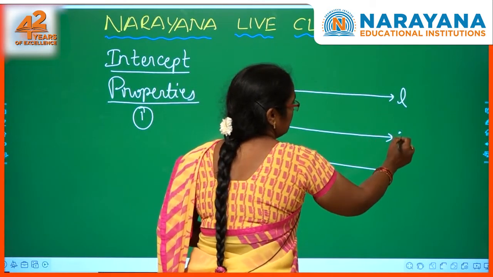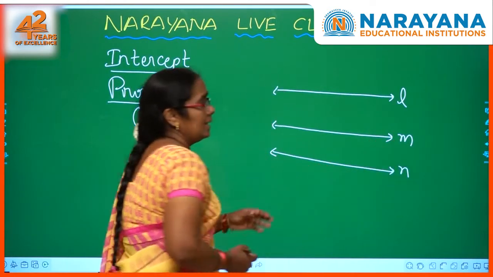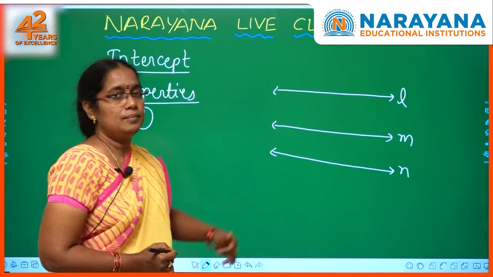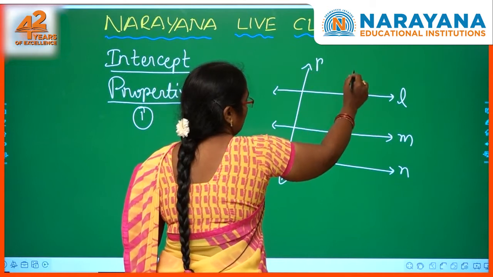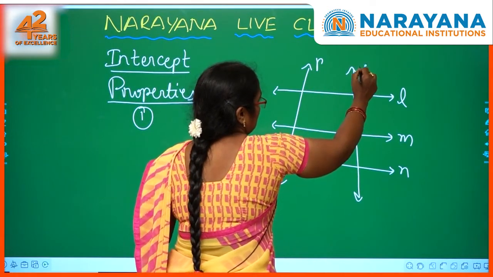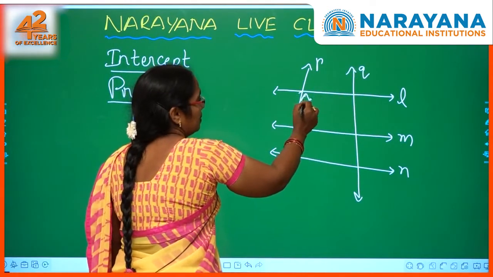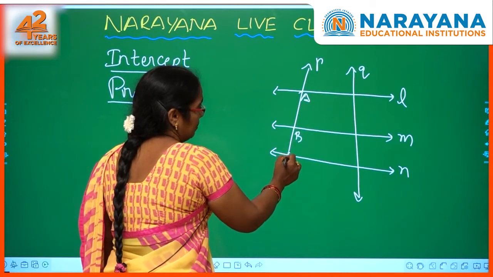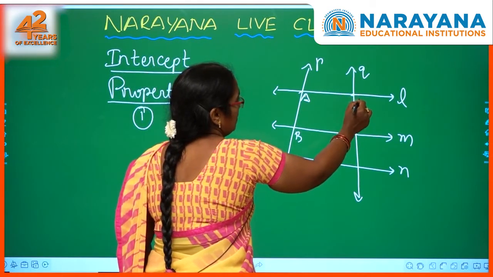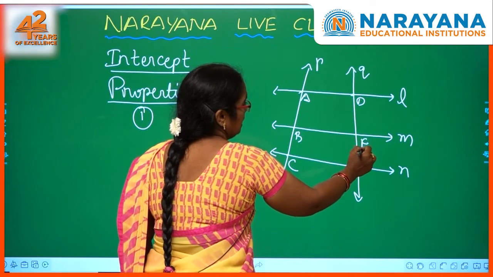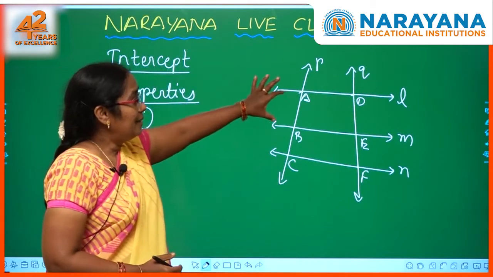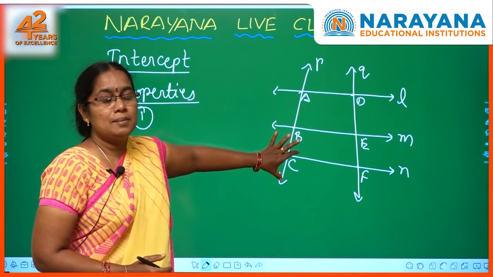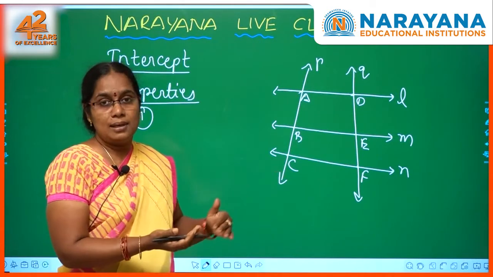let me take three lines as L, M, N, okay, and the two transversals P and Q I have taken, and they are intersecting the parallel lines at distinct points A, B, C, and here this is D, E, F. Okay, then what we can say is the ratio of these intercepts made by them are equal.